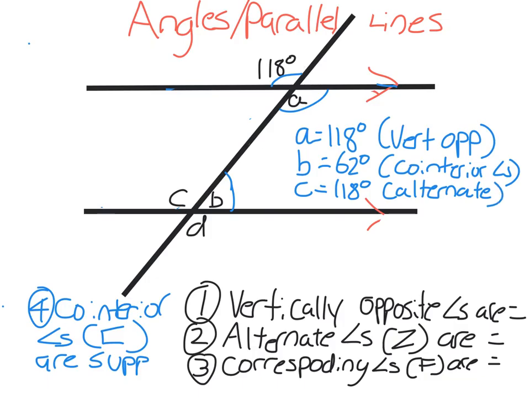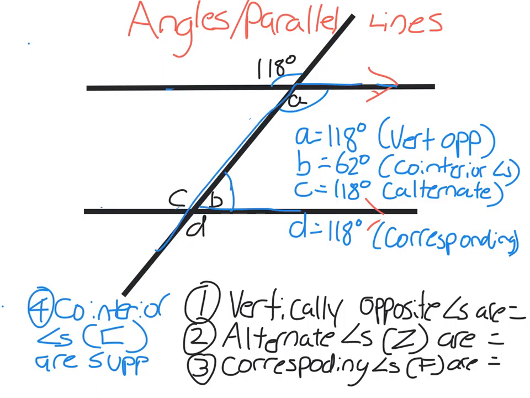Okay, and the last one, D, again, a few ways I could calculate it. It's corresponding to A, it is vertically opposite C, and it is supplementary to B. Either way you go is fine, as long as you have a reason. So I'm going to write that D is 118 degrees also, and it's corresponding, because D and A make the F shape like this. Okay, so that's all for angles and parallel lines.